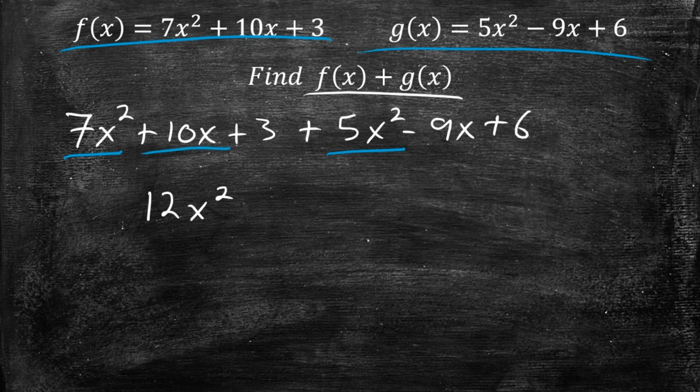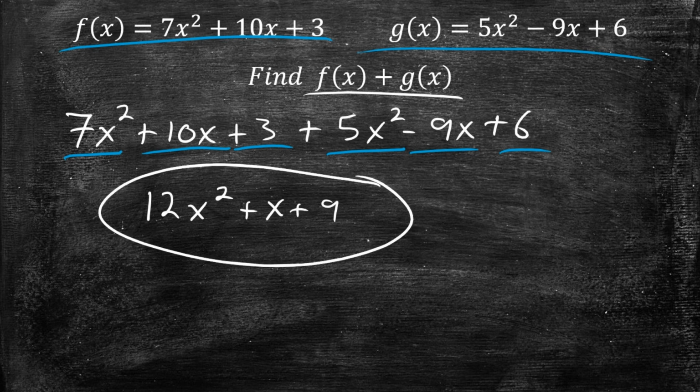We have 10x. Now we look for another x value, and we see that there's this negative 9x here. So 10x minus 9x is a positive x. And now we work our way to the numbers without variables. So 3 and 6. 3 plus 6 is 9. So plus 9. And that is our final answer. So this example is complete.